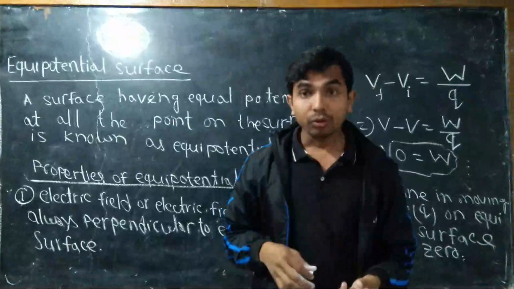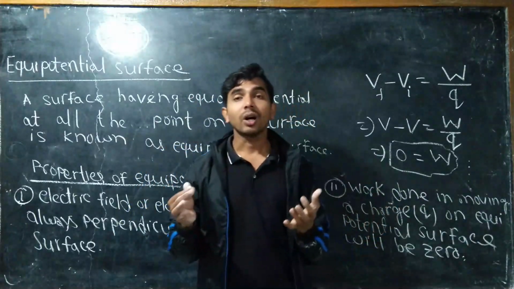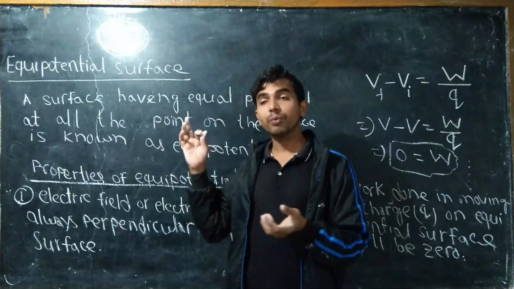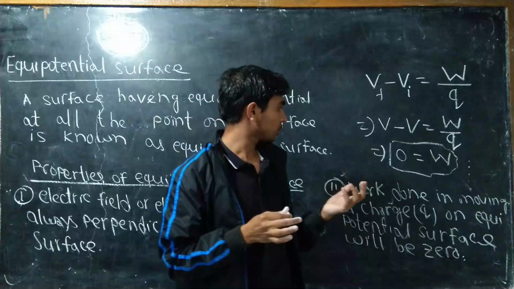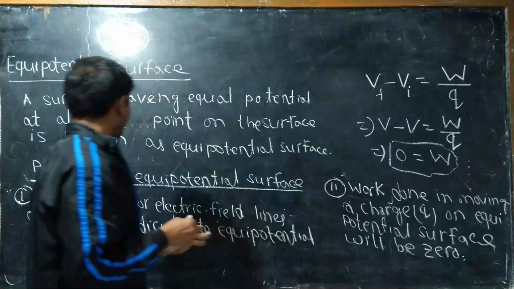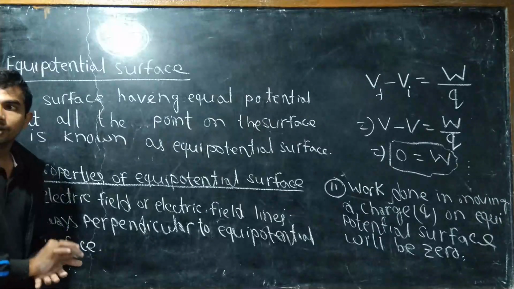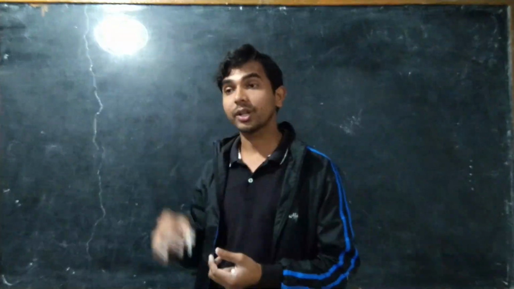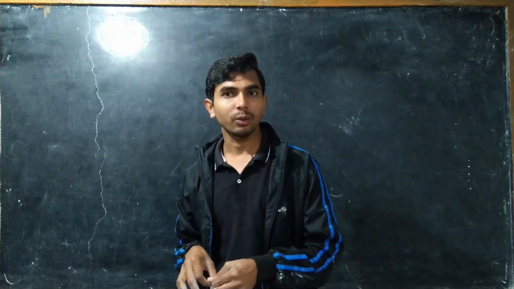Okay. Many more points are also possible, but the other points are somehow related to all these points, so that's why I'm not going to discuss more. Just write only these 2 points regarding the properties of an equipotential surface. So next I'm going to discuss electric potential energy.